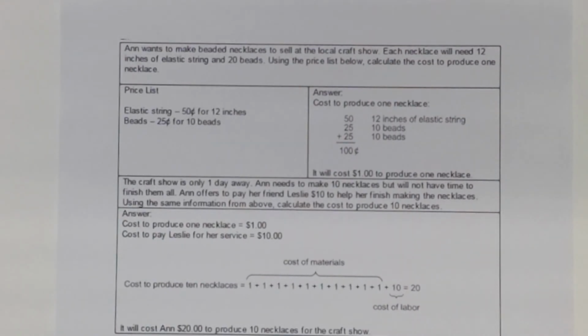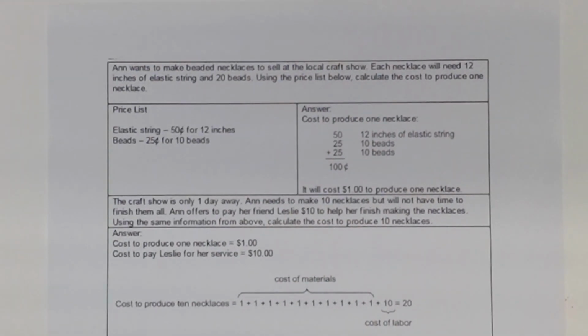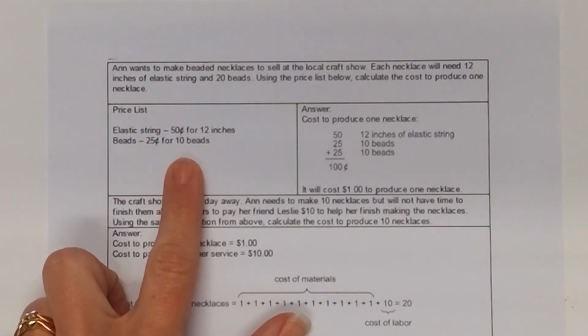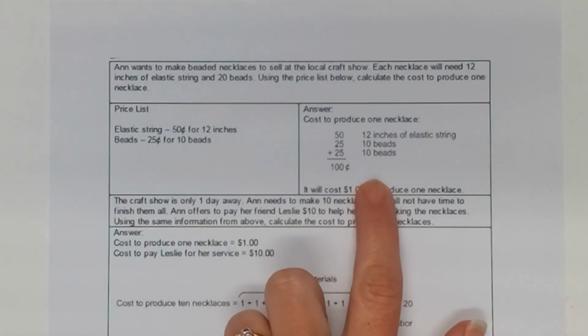And there is a small scenario here that you could use with students to help them. Anna wants to make beaded necklaces to sell at the local craft show. Each necklace will need 12 inches of elastic string and 20 beads. Use the price list below to calculate the cost to produce one necklace. And so they give the students the price list, and then we work through an addition problem in order to solve that.